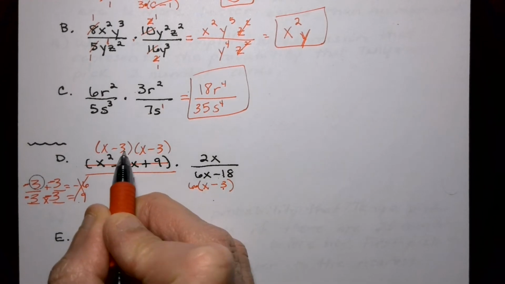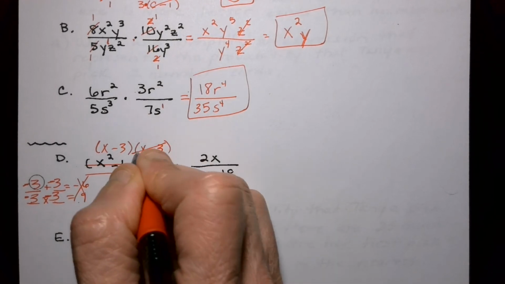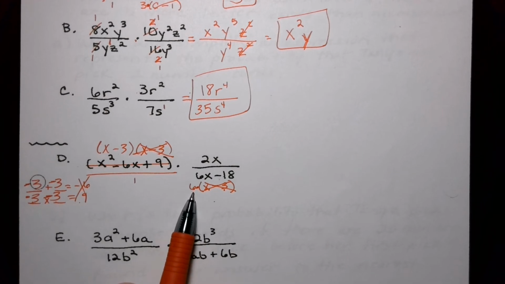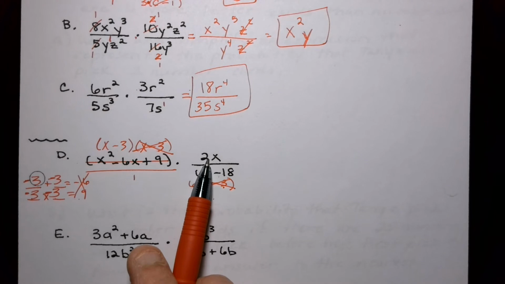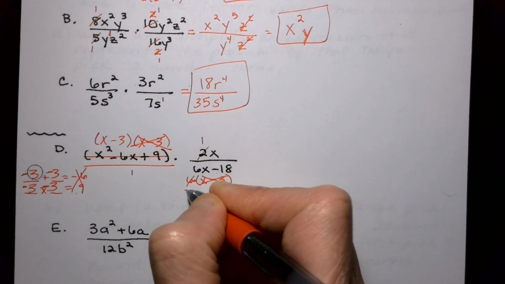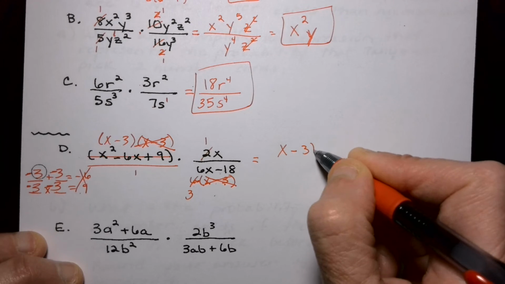The good news is there are 2 of them up here. Now I can't cross both of them. I can only cross one of them out. How about the 6? Sure enough, there's a 2, and these are multiplied, so I can split those. See, these were subtracted. There's a difference. Divide by 2, divide by 2, and we are left with x minus 3.